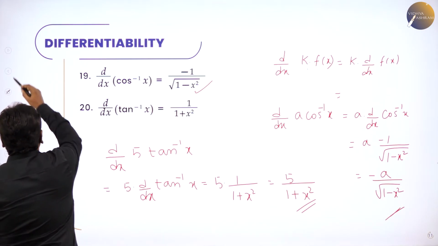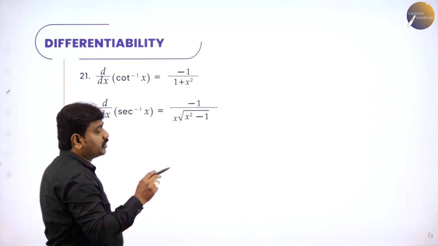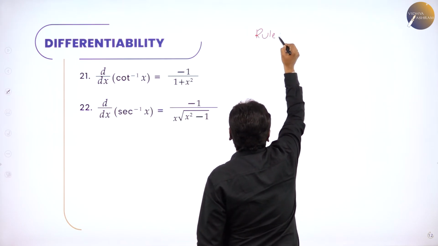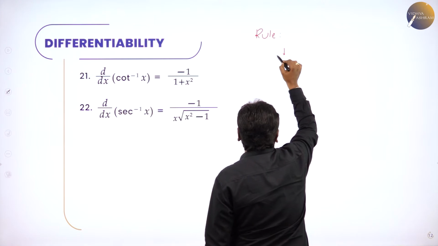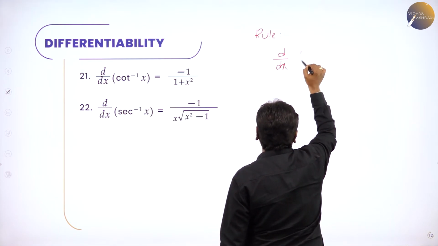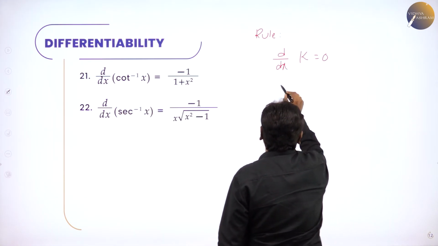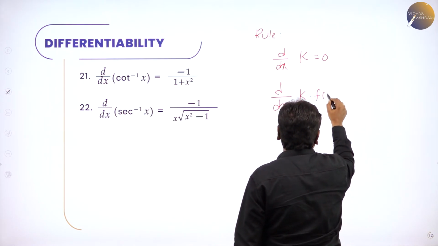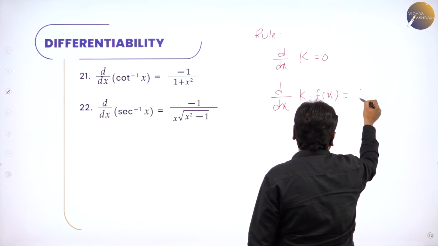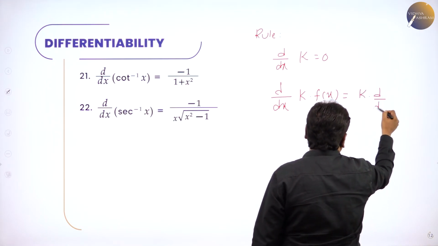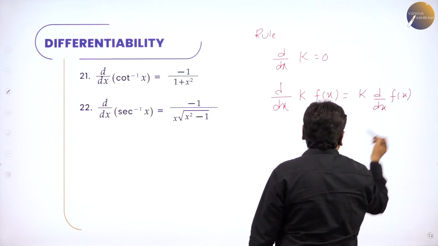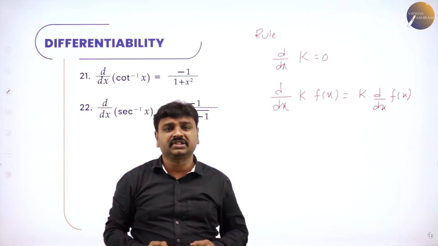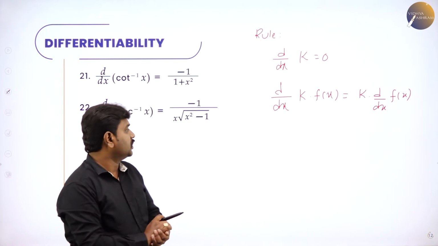So now we learned two rules. What is rule 1? Rule 1, d by dx of a constant is exactly 0. Second one, d by dx of k into f of x, constant into function, it will become constant into d by dx of f of x. And you know what are constants? All numbers are constants and all alphabets are constants except x, y and t.